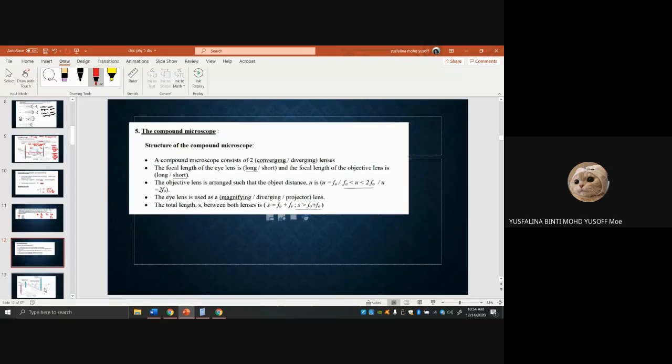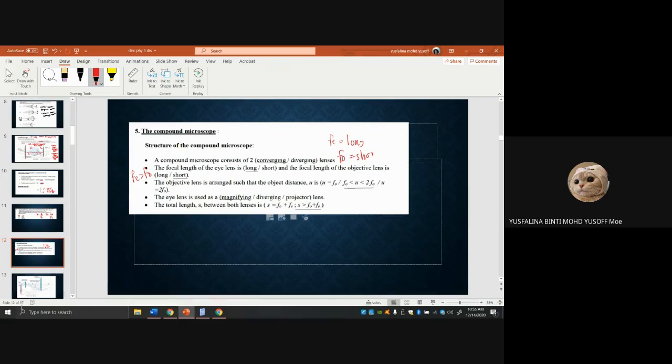Let's go to the next one, the microscope. A compound microscope consists of two converging lenses. Remember, microscope and telescope both use convex lenses, there are no concave mirrors used. The focal length of the eye lens is long and the focal length of the objective lens is short, meaning FE is long and FO is short. So FE is bigger than FO. It's the opposite of the telescope, where FO is bigger than FE. For the microscope, FE is bigger than FO.